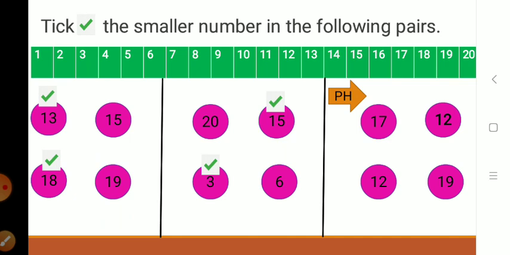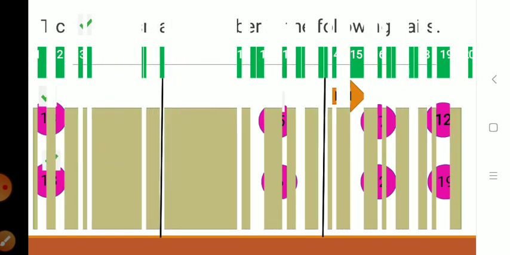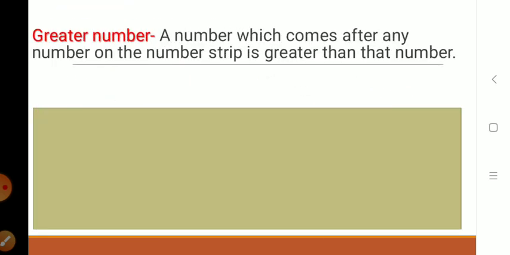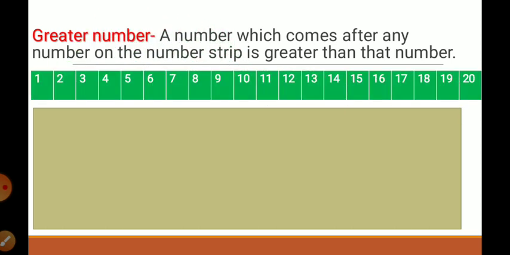Now student, we will move to the next concept, that is greater number. What is greater number? A number which comes after any number on the number strip is greater than that number. Now we will see the example. See the first number strip.